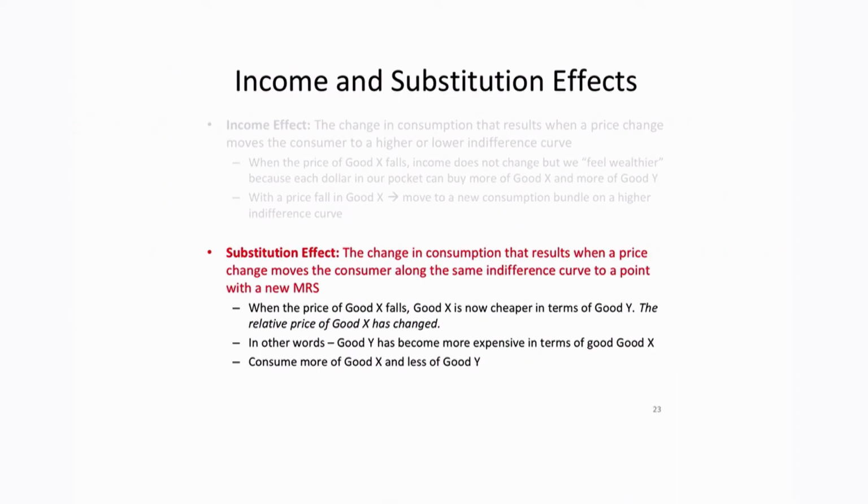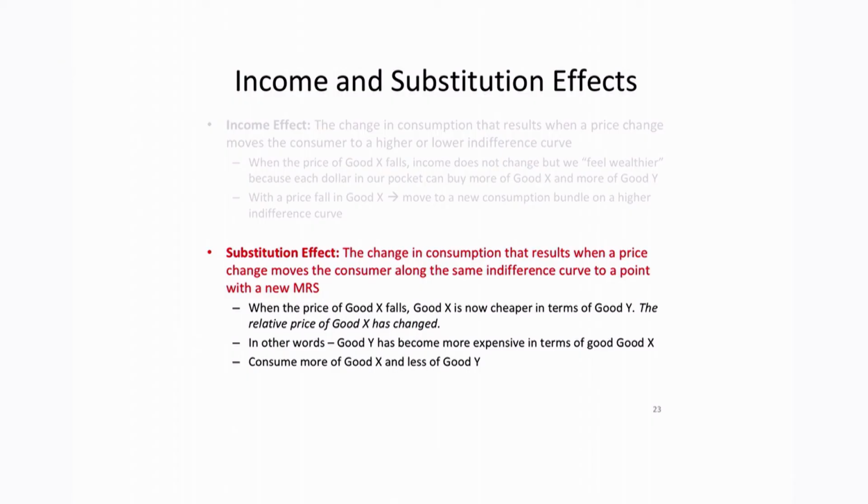Now, on the other hand, the substitution effect tells us that when there is a price change in one of the goods, the relative price has changed, and therefore we move along an existing indifference curve. So if the price of one good falls, that tells us that that good is relatively cheaper than it was before in terms of the other good. So we will consume more of the good whose price has fallen and less of the good that is now relatively more expensive.